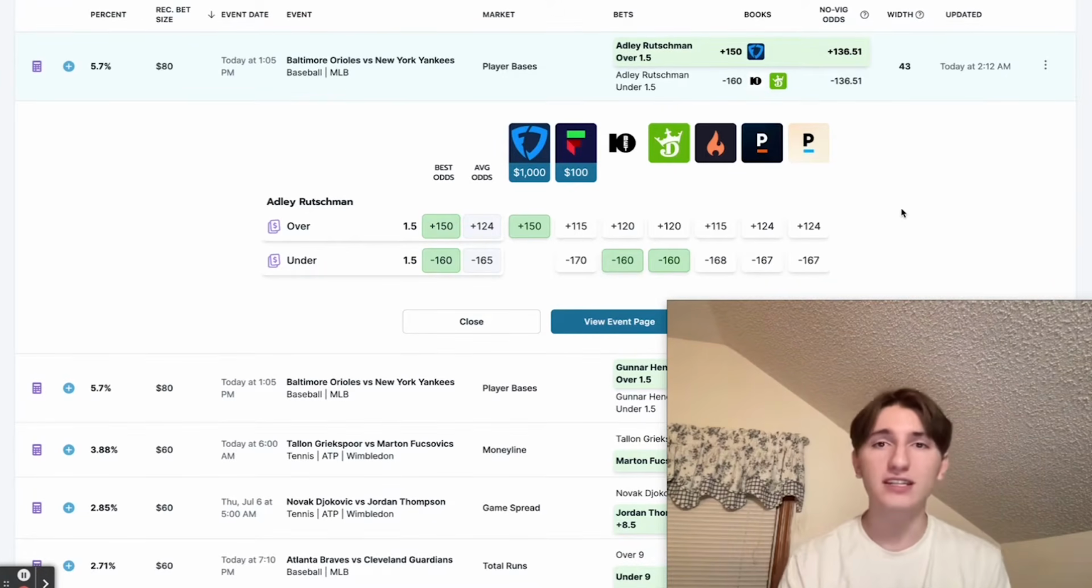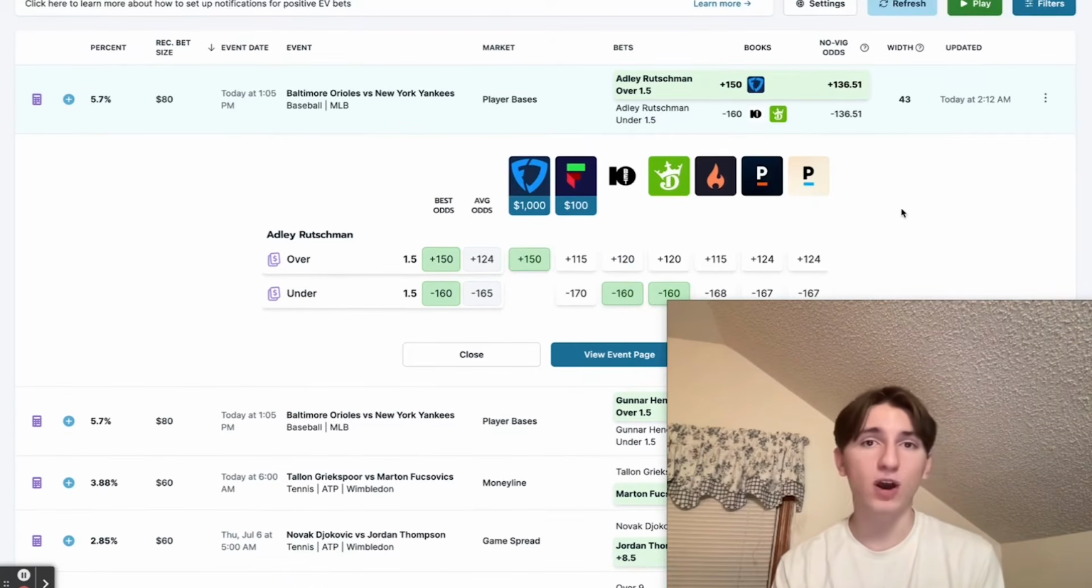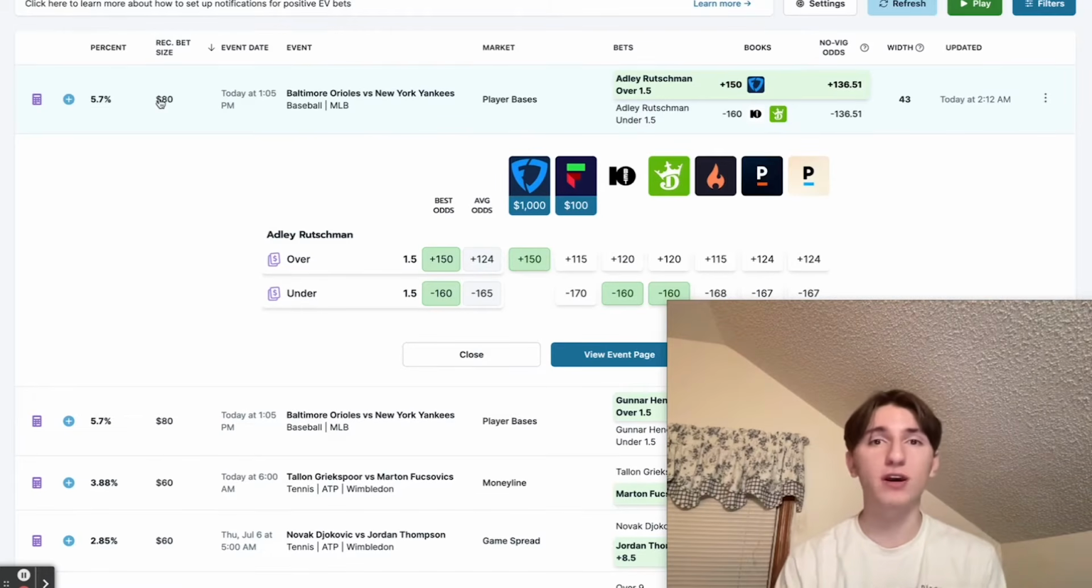So you now see this mathematically profitable bet and you want to place it. So you might be wondering, how much money do you risk? OddsJam tells you should risk $80, at least in my case, because my bankroll is around $4,000. You can customize however much money you have available to you to sports bet, and OddsJam will adjust your recommended bet size accordingly. Now, it also tells you how profitable the bet is.